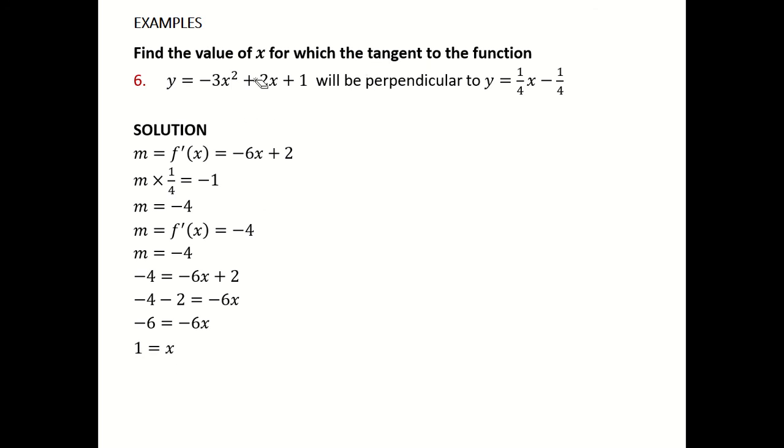Basically, the tangent and the given function, they share the same x value, and that x value is 1. So basically, they intersect at this x value. They meet at that x value.